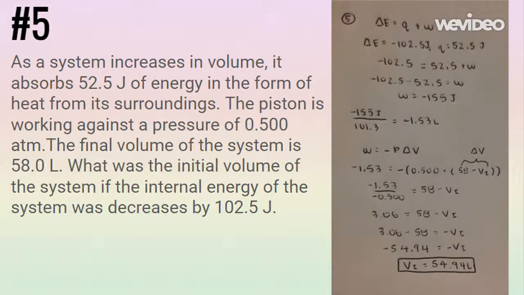We use negative 1.53 liters for W in the equation W equals negative P delta V. Therefore, we have negative 1.53 equals negative 0.5 times delta V, which is 58 minus VI, which is the initial volume. Again, we use algebra and divide both sides by negative 0.5. Then to isolate the initial volume, subtract 58 from both sides, and we get initial volume equals 54.94 liters. What I did wrong in the quiz was that I used the equations given to me in the wrong order and I plugged in the wrong numbers as well.